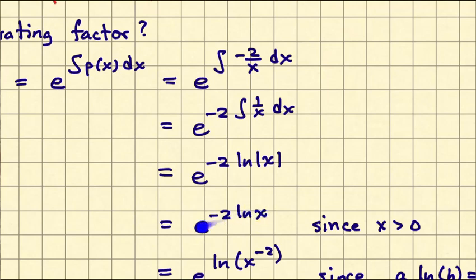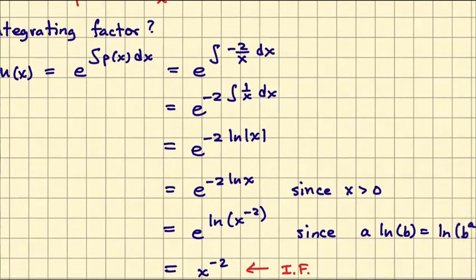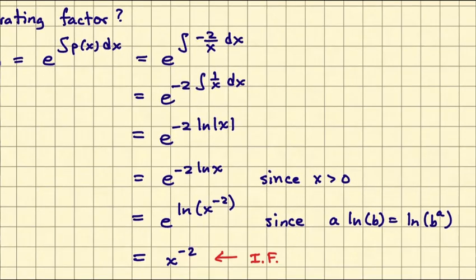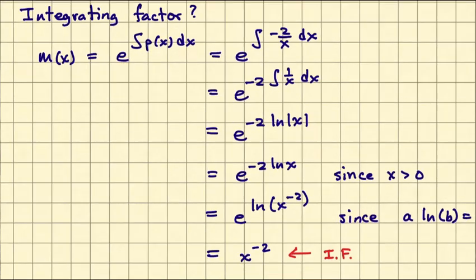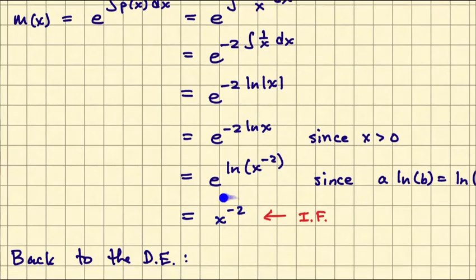And now I want to simplify this. And now remember that little property of logs from algebra. And that is a ln of b is the same as ln of b to the a. So that means this minus 2 can be moved. This is just algebra, not calculus. This minus 2 can be moved up into the exponent inside the ln. And the reason I want to do that is now I have an e to the ln of something. So these are inverse functions and they cancel. And I just get x to the minus 2. This is my integrating factor. This was the recipe for my integrating factor. But when all the calculus dust settled, this was my integrating factor.